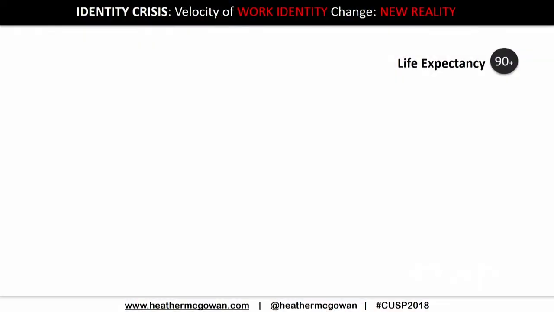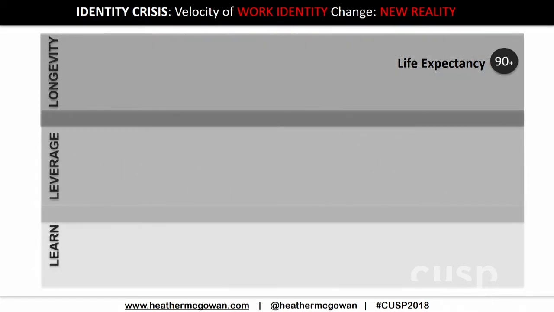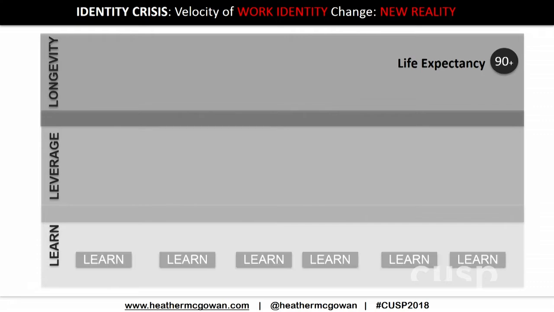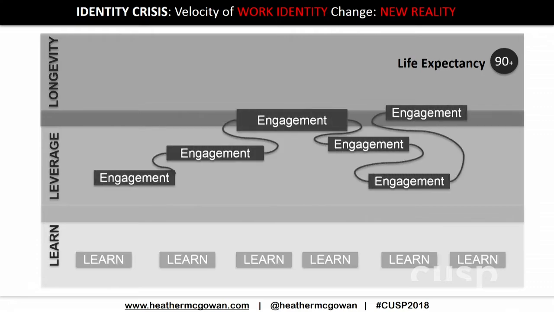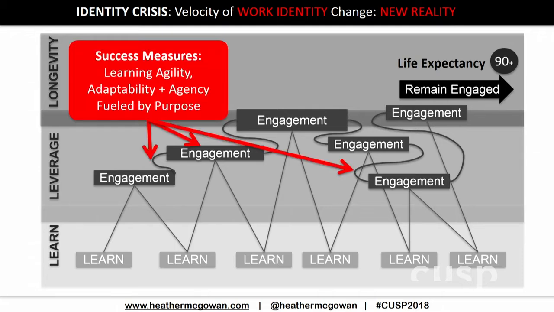Because now it looks more like this. Life expectancy is not 90, but it will be soon. Education becomes learning to me because learning is lifelong as opposed to an end state of being educated. Career becomes leverage of that learning because there's a relationship between the two of them. And retirement really becomes a reality of longevity, and we have to think differently about it. So it becomes engagements with some overlap, some learning, and the success measures here are learning, agility, adaptability, agency, fueled by purpose. We're not preparing people for this world, but this is the reality.